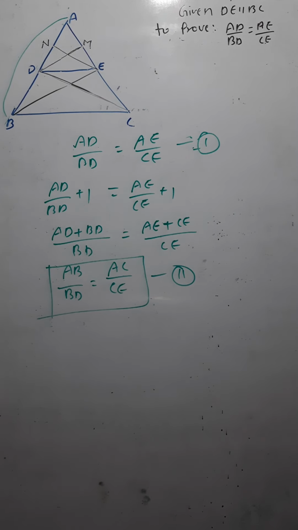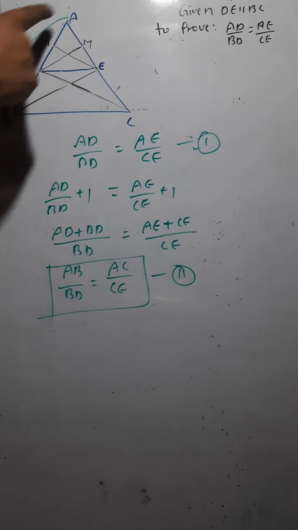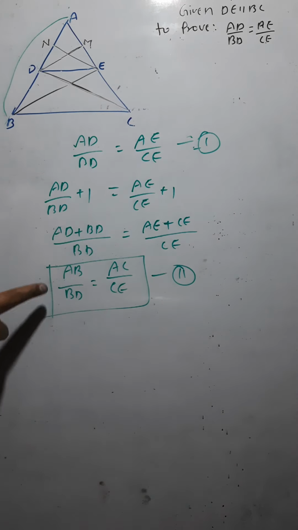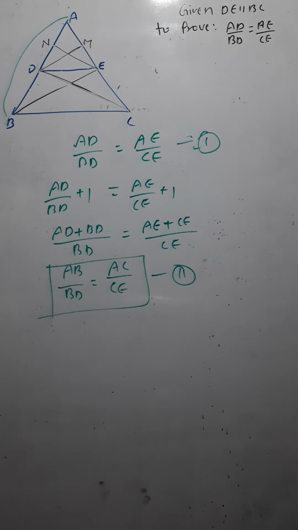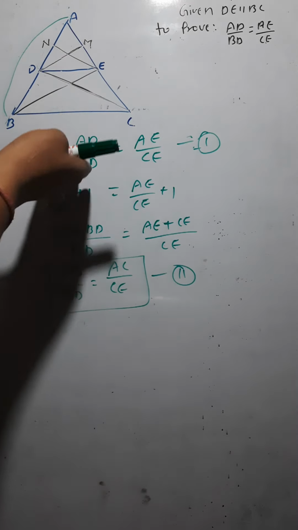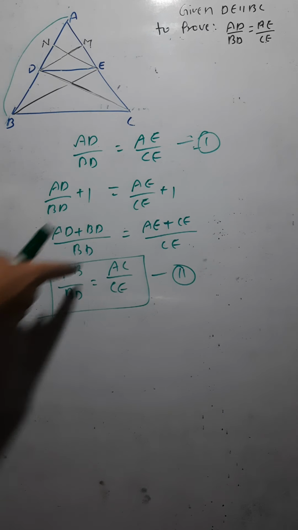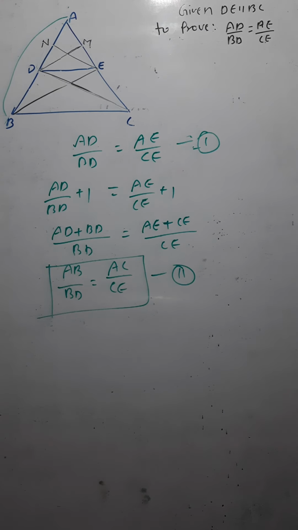Suppose in exam you have been asked, prove this. You have been given a triangle, everything you have been given, and you have been asked, prove that AB by BD is equal to AC by CE. Now you would be getting confused. You would say that the Thales theorem is in some other way. So nothing you have to do. Prove the Thales theorem first, then add one there, you would be getting the required answer. Isn't it?